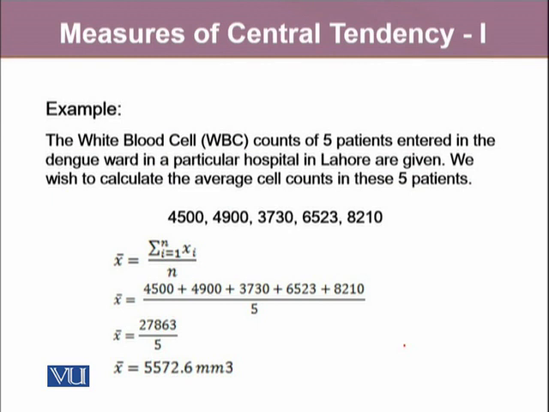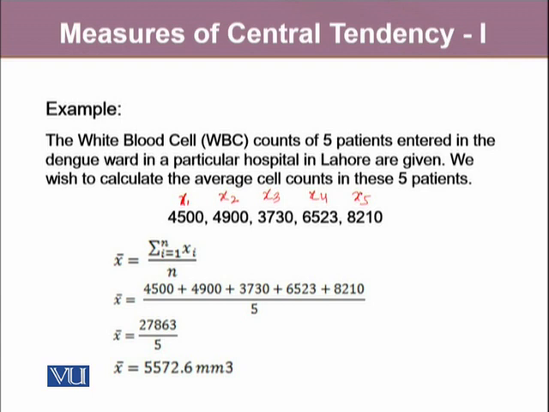So let's see an example. We have the white blood cell counts of 5 patients who entered the dengue ward in a particular hospital in Lahore, and we wish to calculate the average cell count in these 5 patients. The first patient, X1, has a cell count of 4,500. The second patient, X2, has 4,900. The third patient is represented by X3, which is 3,730. Similarly, the fourth and fifth patients will have certain cell counts.